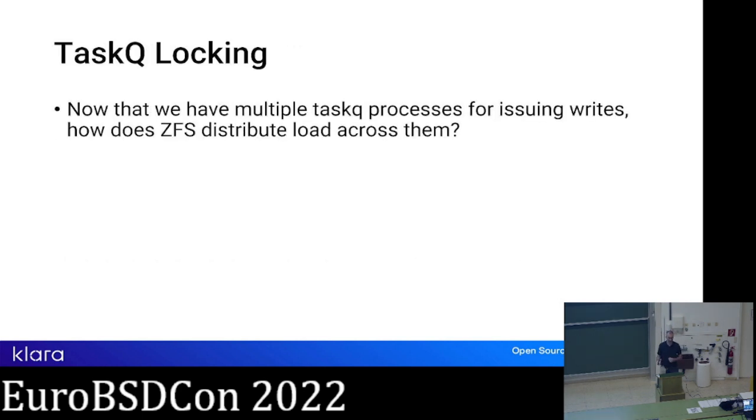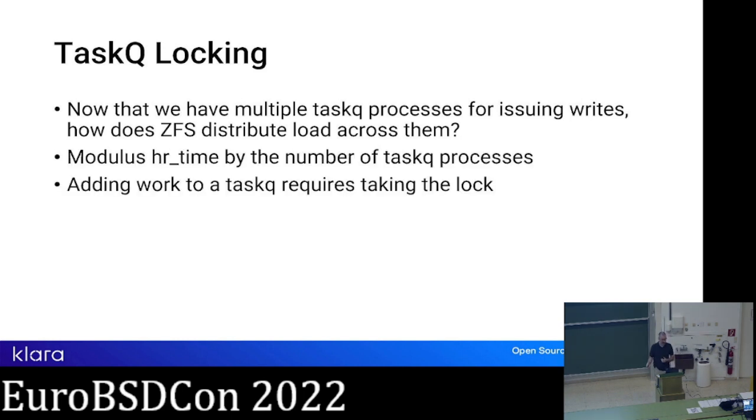So the other thing we looked at is how work gets put into those task queues. Originally, there was one process, so there's only one lock. So we looked at how it picks which task queue to put them in when there are multiple. And it basically takes the current high-resolution time, modulus the number of task queues to just pick one. But that means two things that happen very close together are likely to try to hit the same task queue. And that didn't make sense.